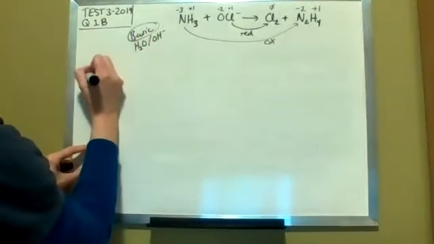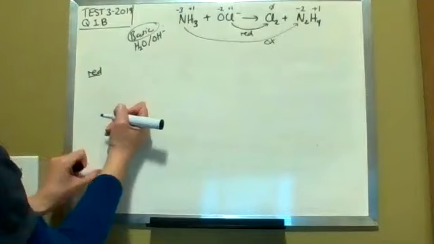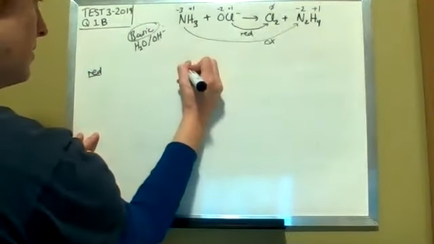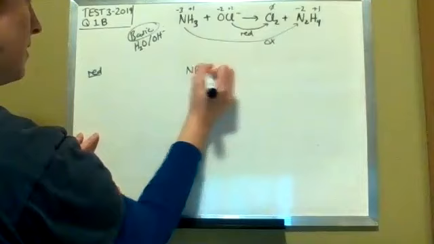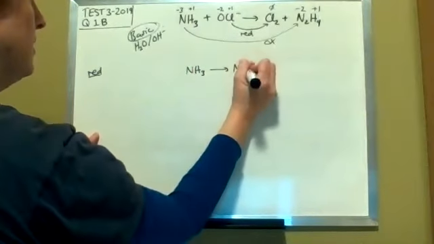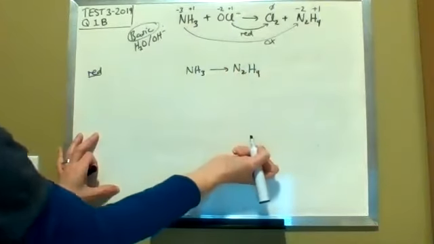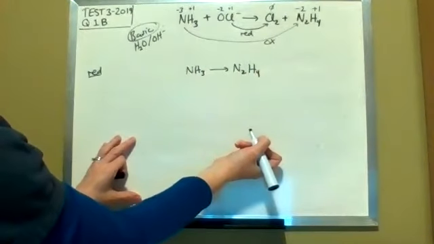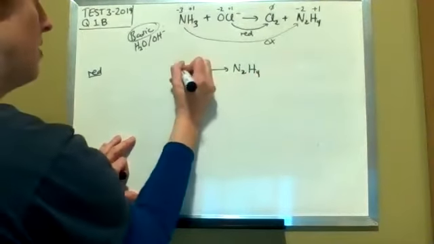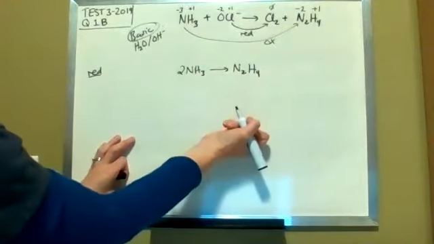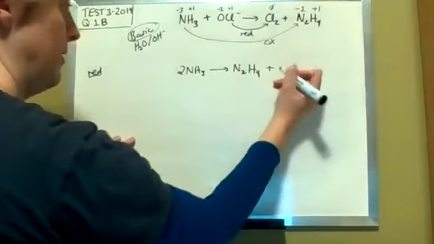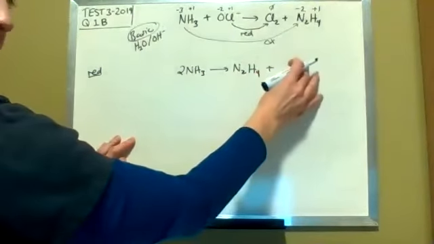So let's start out with our reduction reaction here. We have our NH3 going to N2H4. First things first, nitrogen. Don't forget this step, it's going to mess with everything else. So I have 2 nitrogens. Now I have 6 hydrogens, 4 hydrogens, so I need to add 2 hydrogens to this side.